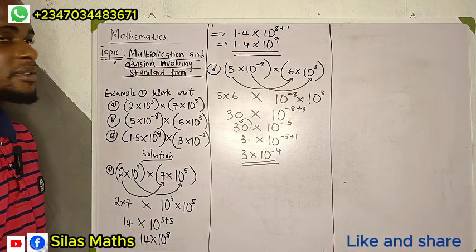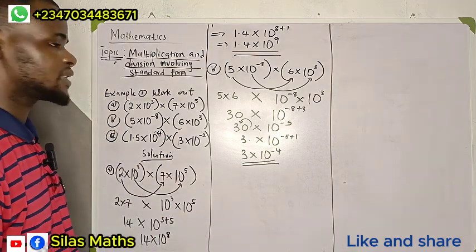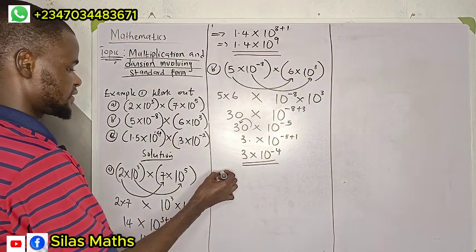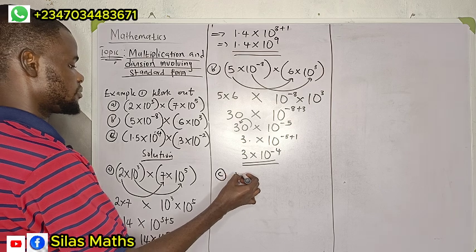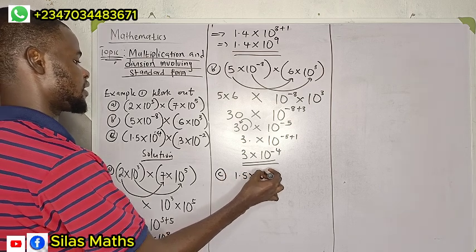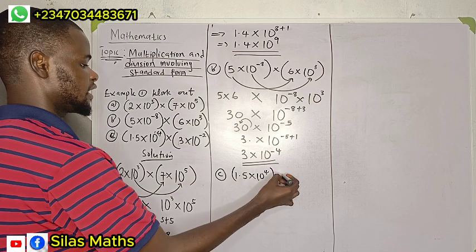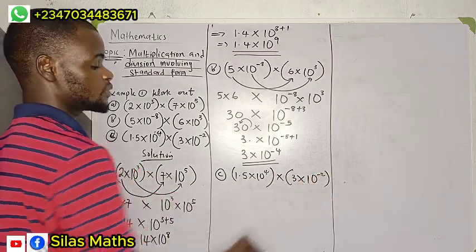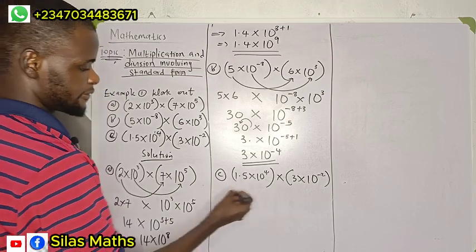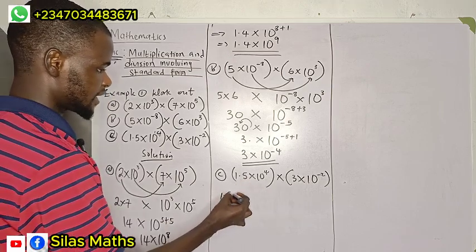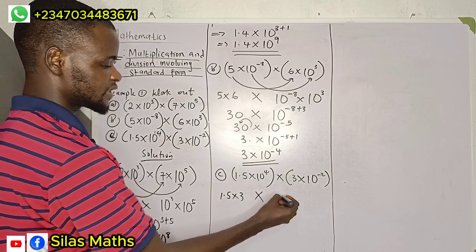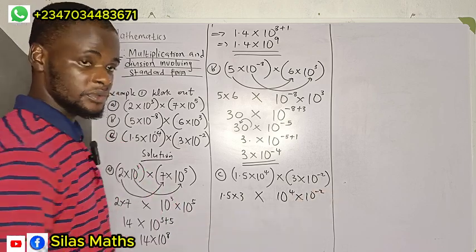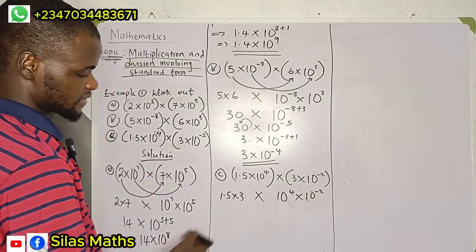Okay, well, just bit by bit go through the steps, you're going to get what we're talking about. Then the last one here, I have C, 1.5 times 10 raised to the power of 4, then times 3 times 10 raised to the power of negative 2. The same thing, we have 1.5 times 3 times 10 to the power of 4 times 10 to the power of negative 2. Then 3 times this is going to give us what?